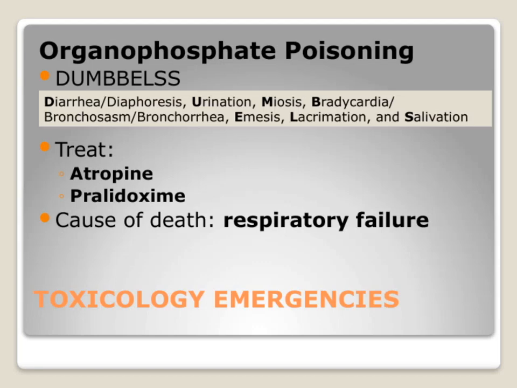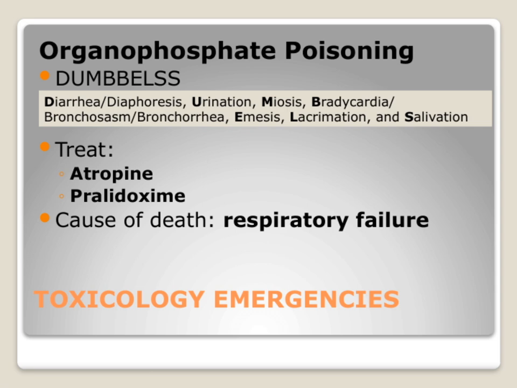Let's take a closer look at some of the key signs of organophosphate poisoning. You might see symptoms like diarrhea and diaphoresis, which is excessive sweating. Urination can also increase, along with pinpoint pupils, known as miosis. Patients may experience bradycardia, which is a slow heart rate, and bronchospasm or bronchorrhea, meaning narrowing of the airways and excessive mucus production. Vomiting, lacrimation, or tearing, and increased salivation are also common.